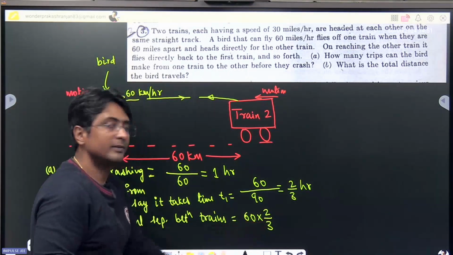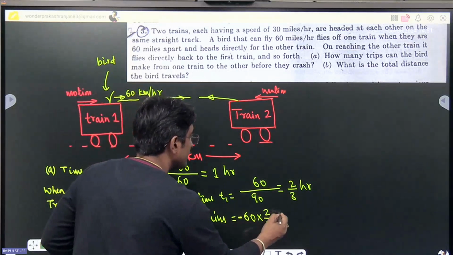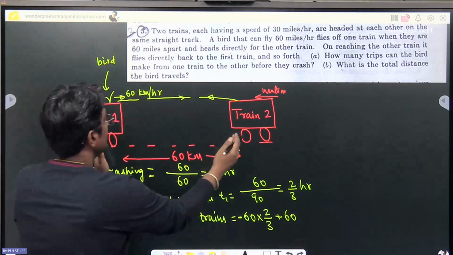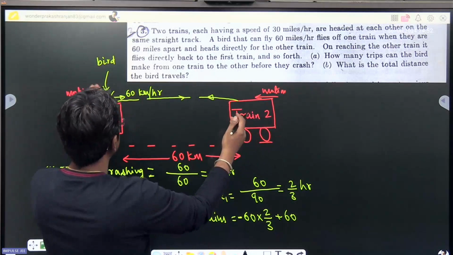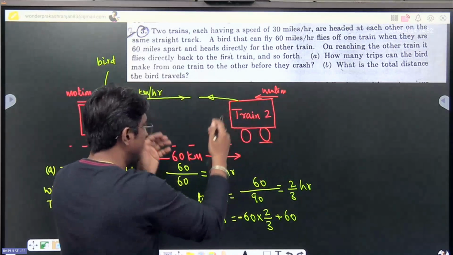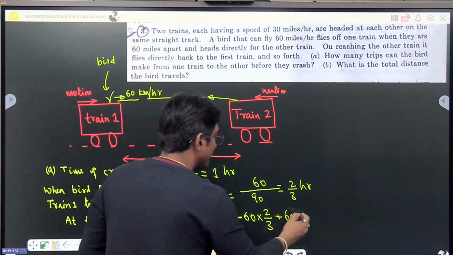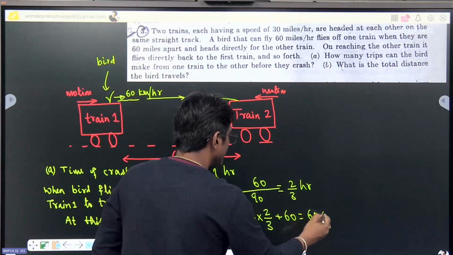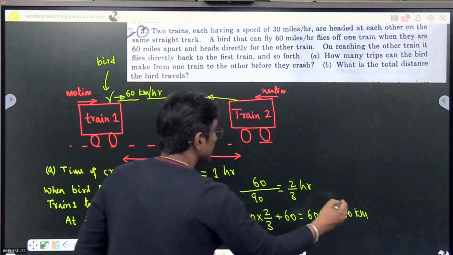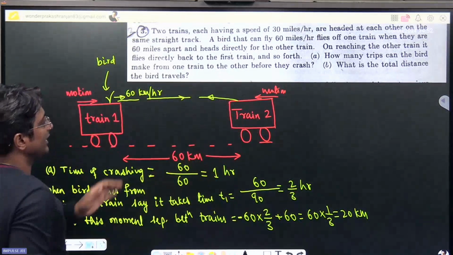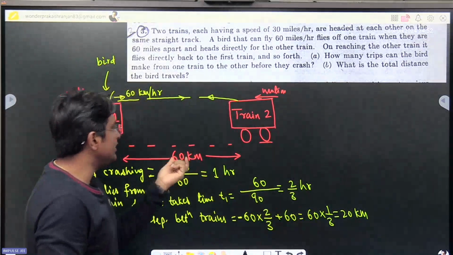So this is the distance moved by the train. We need to subtract this from the initial separation. Initially it was 60, and during the journey of the bird from train 1 to train 2, both have moved 60 into 2 by 3. So we need to subtract this. So this is coming 60 into 1 by 3, which means 20 kilometers. When the bird starts from train 2 to train 1 again, that time the separation becomes 20 kilometers.